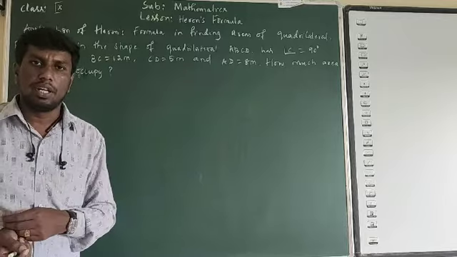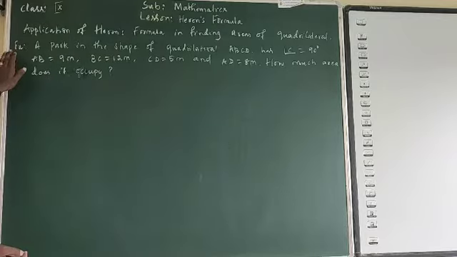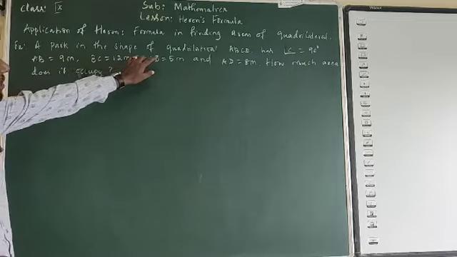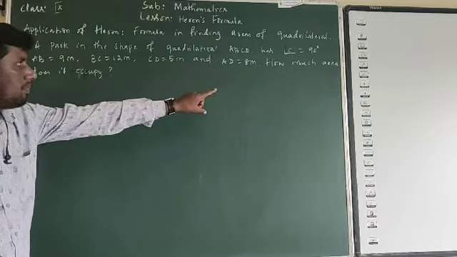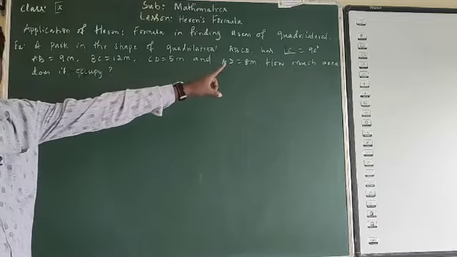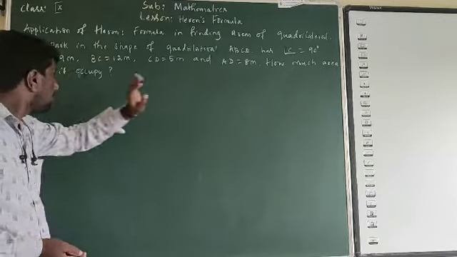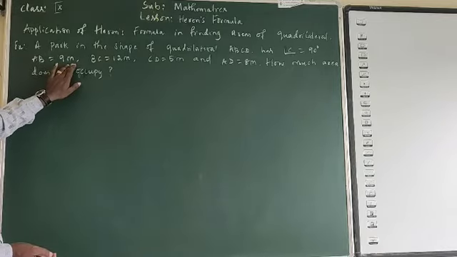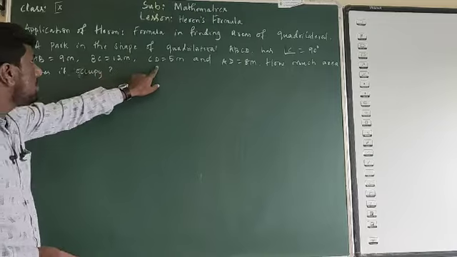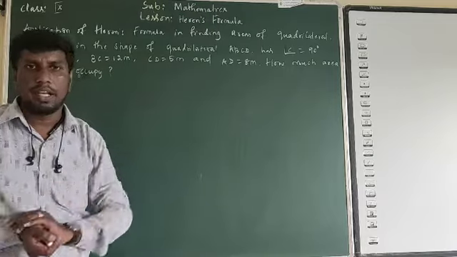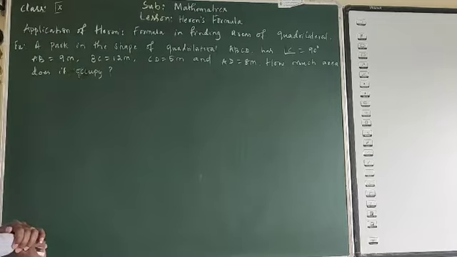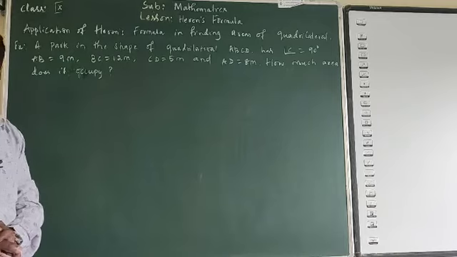The example is a park in the shape of a quadrilateral ABCD, where angle C is equal to 90 degrees. AB is 9 meters, BC is 12 meters, CD is 5 meters, and AD is 8 meters. How much area does it occupy?